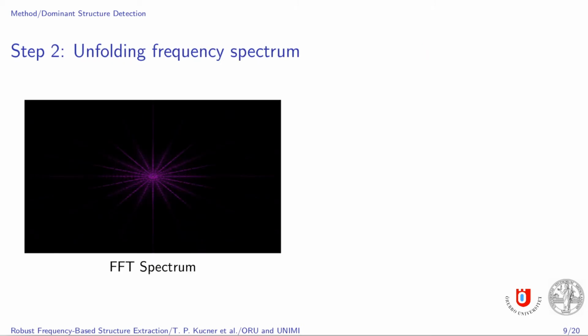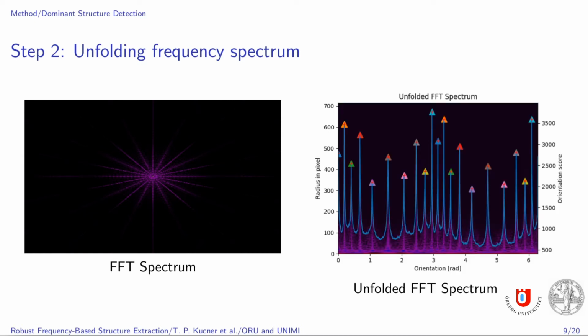Working with such representation might not always be convenient. Thus, to simplify the following step, we unfold the frequency spectrum. That means we convert the frequency image from Cartesian to polar coordinate frame. We assume that the origin of the coordinate frame is the center of the frequency image. Then we plot the frequency spectrum as shown in the figure on the right, where the horizontal axis is the direction, while the vertical axis is the cumulative amplitude of the pixels in the given direction.